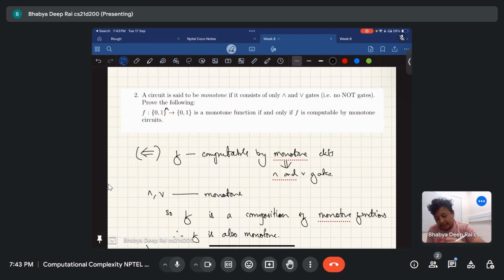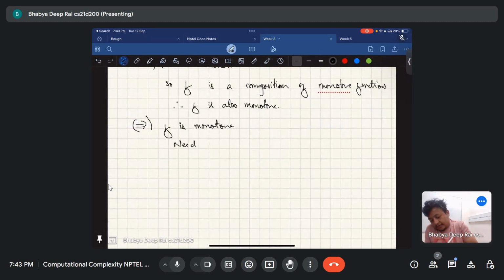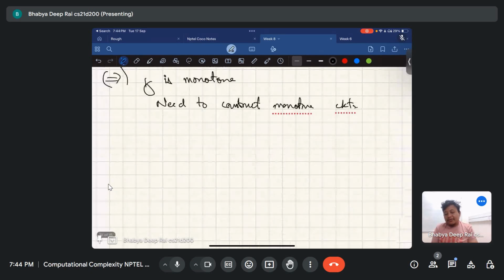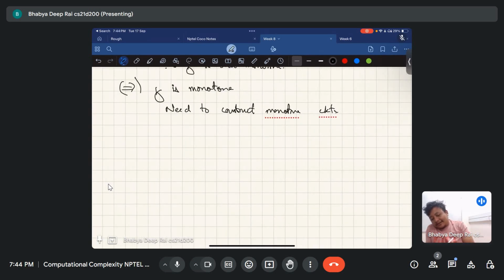So you want to construct monotone circuits. Now here's a concept that will come in handy. It's used for the study of monotone functions, and that is the concept of hypercubes.